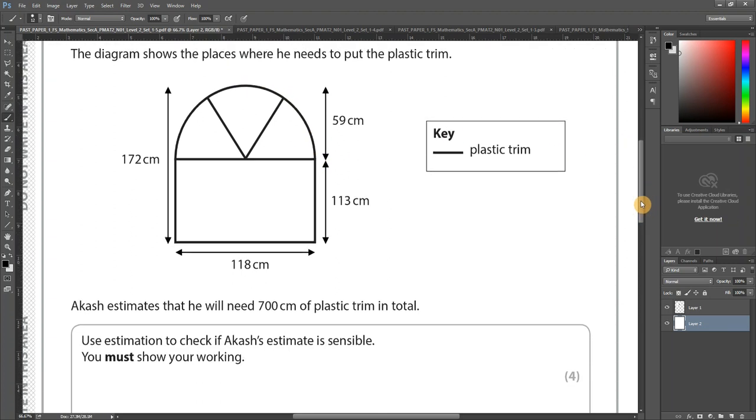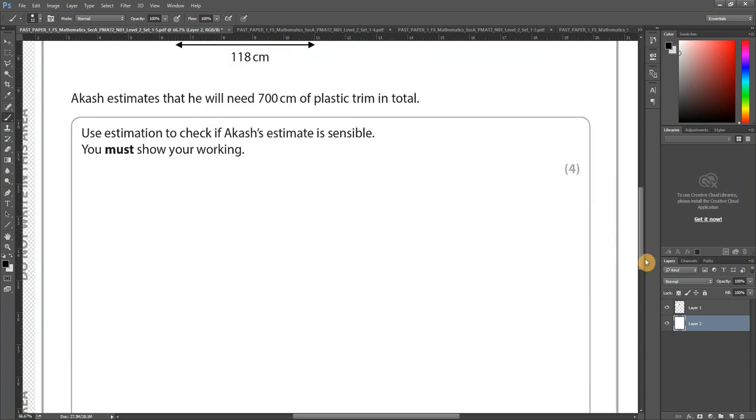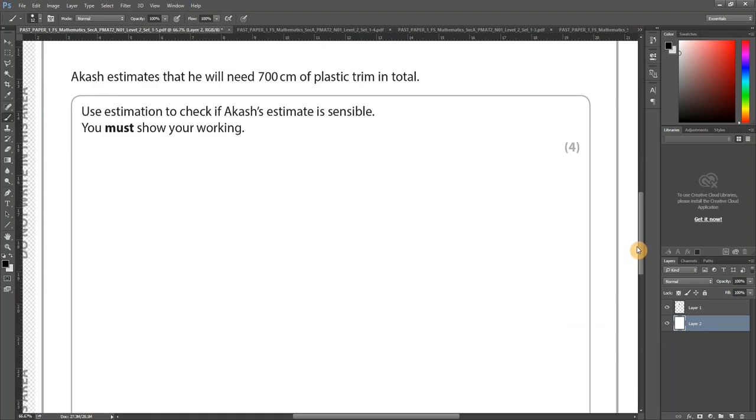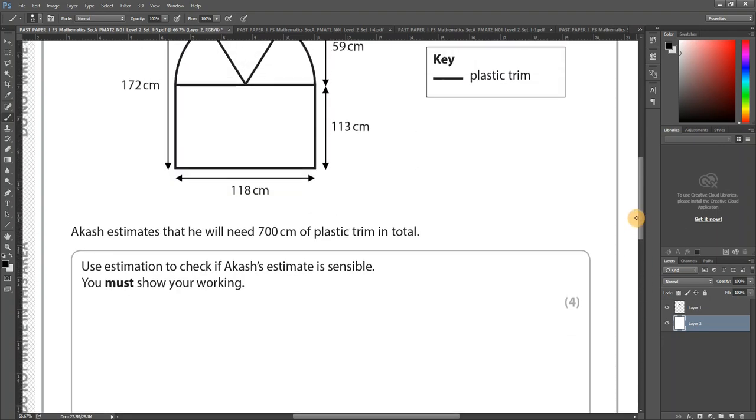Akash estimates that he will need 700 centimeters of plastic trim in total. Use estimation to check if Akash's estimate is sensible. You must show your working for 4 marks. Yep, so keyword in this is obviously estimation. Yep, so when it says estimation, you can't use these numbers as they are.